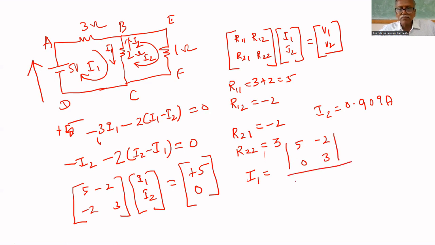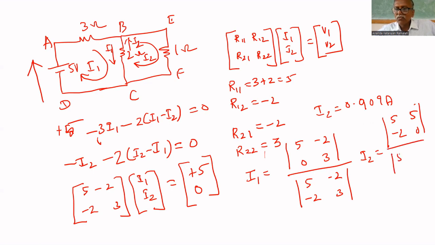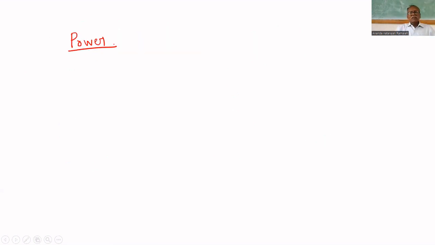Whole divided by A, that is 5, minus 2, minus 2, 3. That is I1, the determinant of this. What is I2? In the same way, you have to replace the second column: 5, minus 2, 5, 0 divided by the same 5, minus 2, minus 2, 3. That's all. Find I2. Check whether you got the same. Find the determinant of numerator and denominator. Check whether you got the same answer or not.